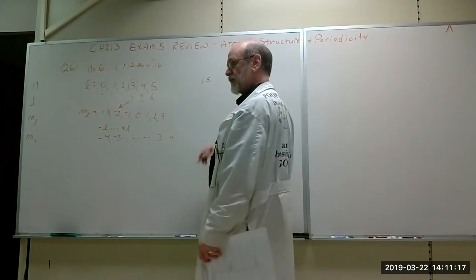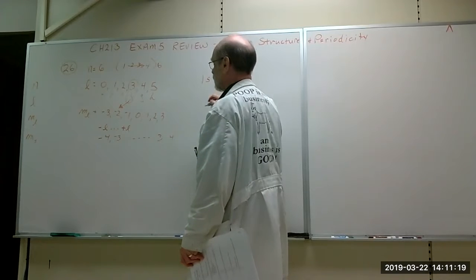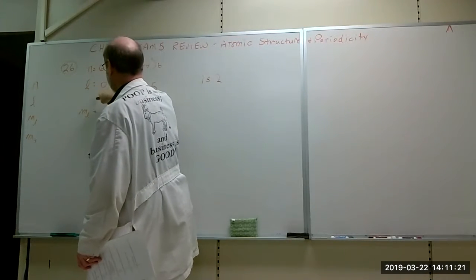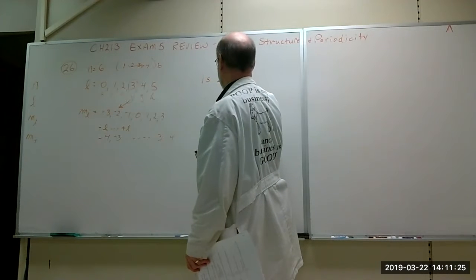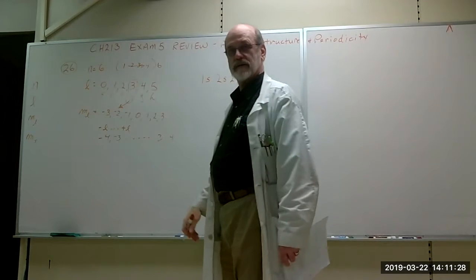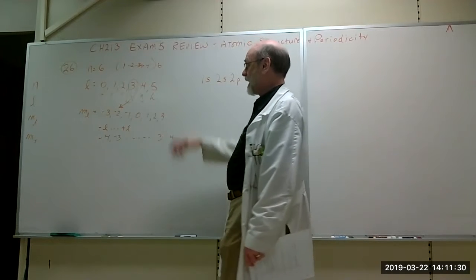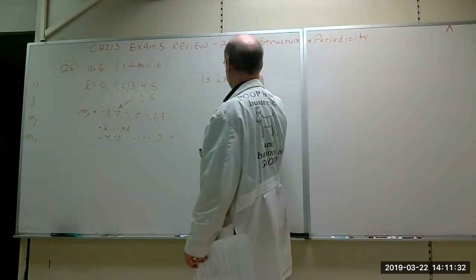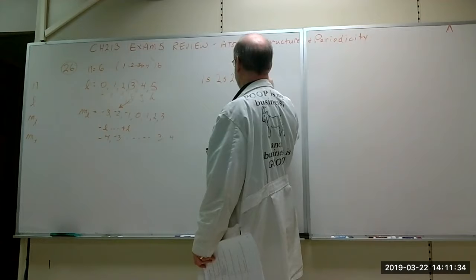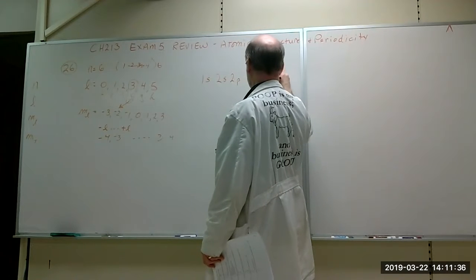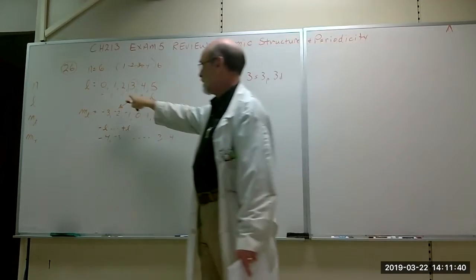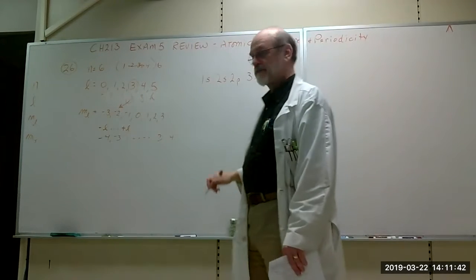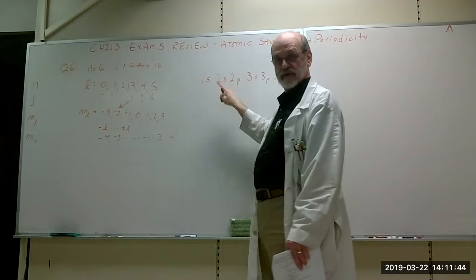And then for the second level, for n equals 2, you could have l equals 0 and 1. So you could have 2s and 2p. Then when you get to the third level, you can have s, p, and d. So d is for the l equals 2 number. So this is n and l together.